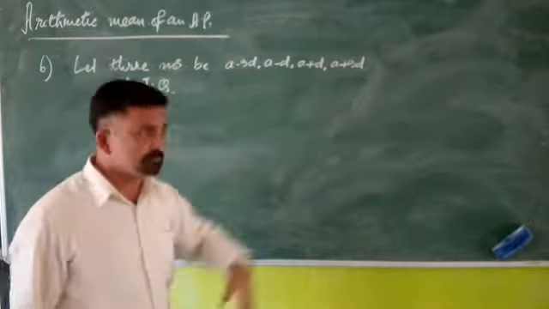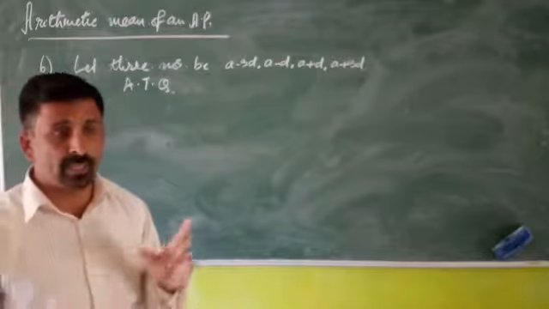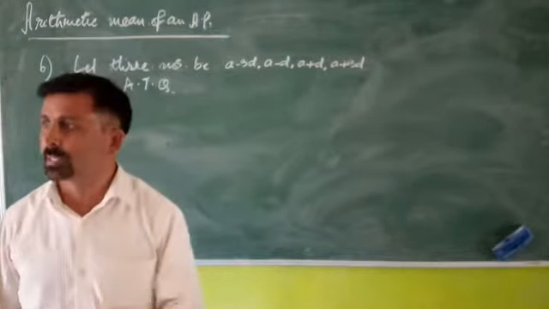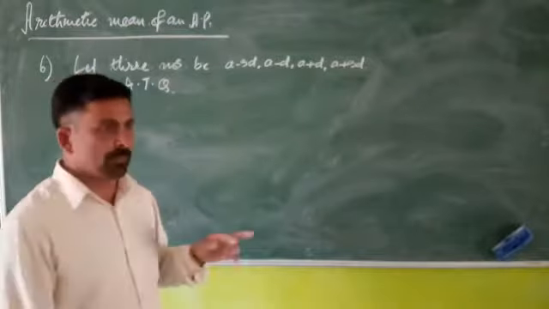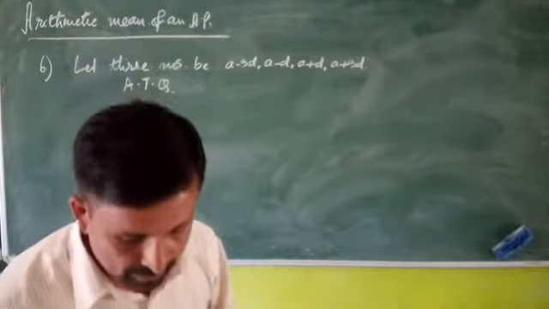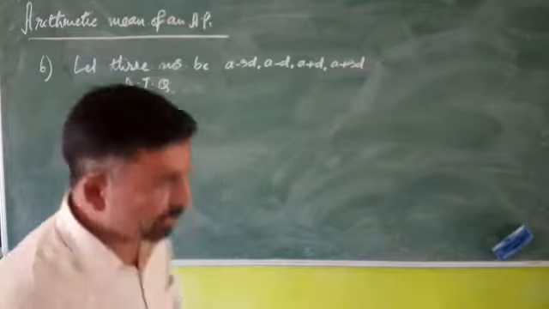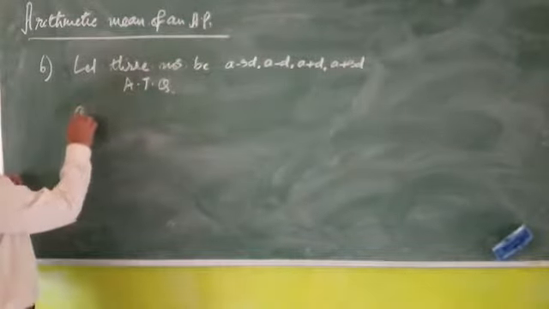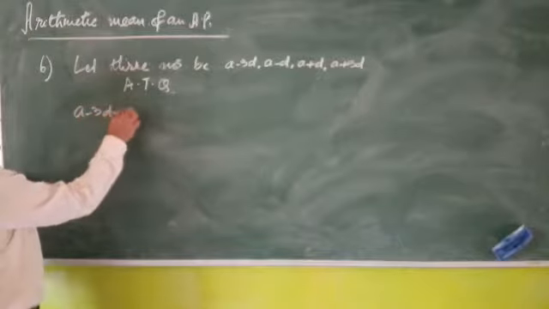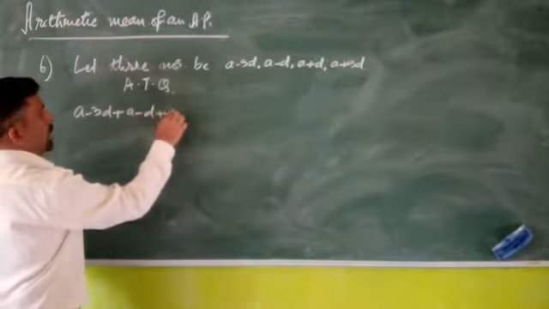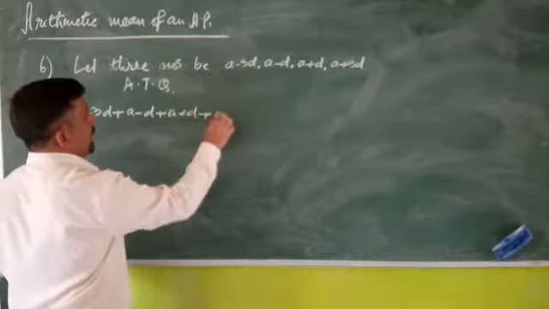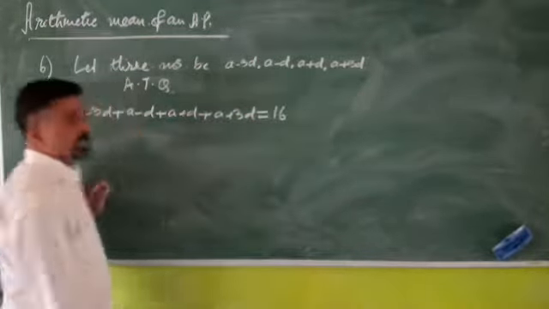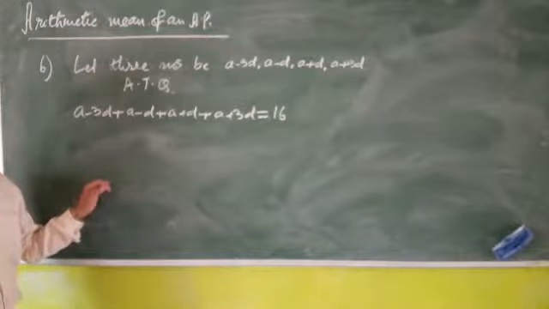Is it okay? Now the condition is, again, there have to be 2 conditions because there are 2 variables. Every time we need to have 2 equations in this exercise. Isn't it? Yes, sir. So the first condition is that the sum of all the 4 terms is equal to 16. So we will add it all: A minus 3D plus A minus D plus A plus D plus A plus 3D, and according to the question it has to be equal to 16. This will be your first equation, first condition.